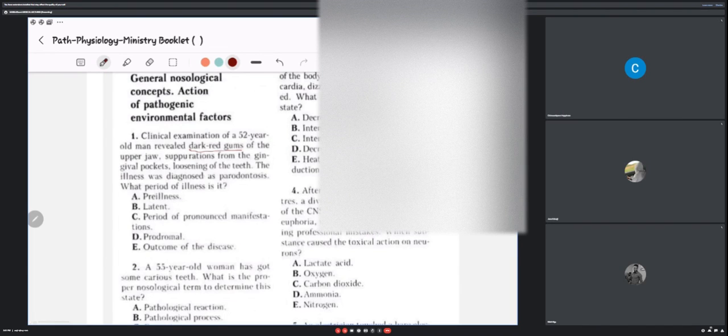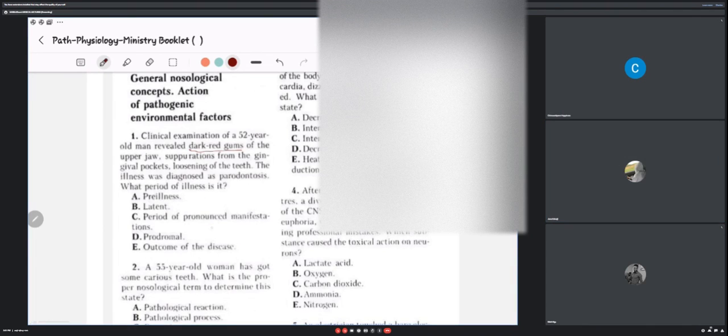From gingival pockets, loosening of the teeth. The illness was diagnosed as parodontosis. What period of illness is it? So in this case, when I refer to parodontosis, it is just an inflammation of the gums. Is it the prodromal period?